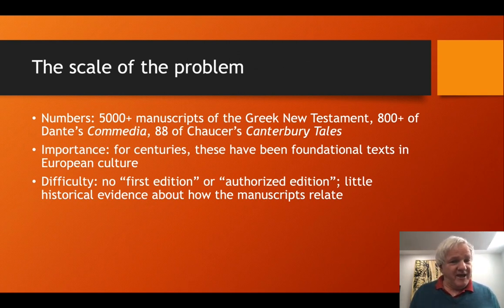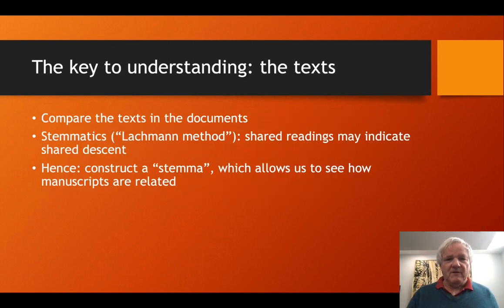We don't have any first editions or authorized editions. We have little historical evidence about how the manuscripts relate to each other, how old they are, etc. So how do we approach such large traditions? Over the last centuries, what we have done is we have worked to compare the text and the documents. We use what is called the Lachmannian method or stematics to discover shared readings which might indicate shared descent, and hence we construct a stemma which allows us to see how manuscripts are related.